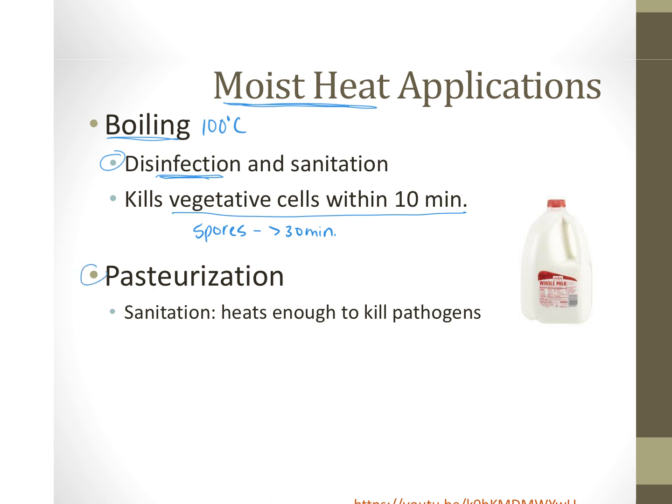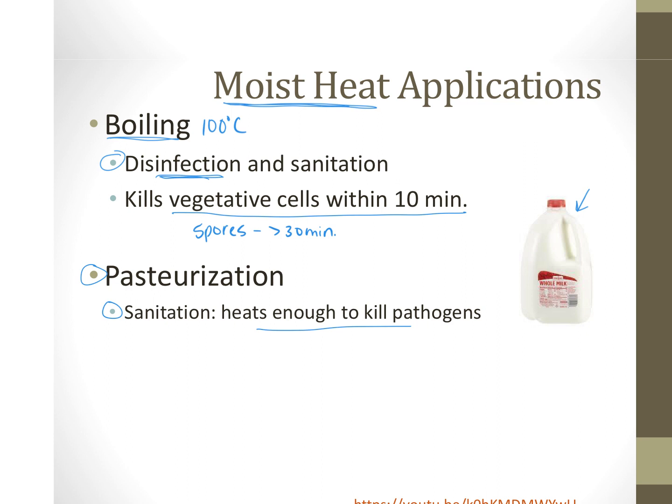Another very common application of using moist heat is pasteurization. Okay, so that's named for Louis Pasteur, who first heated up grape juice in order to kill the bacteria that were spoiling the wine. This is also a sanitation. We are not boiling, most commonly we pasteurize milk today. We're not boiling the milk usually. At least as it's done in the US, it's just heating up that milk just enough to kill pathogens, so killing disease-causing organisms. It might not kill thermophiles, but that's okay. We're not worried about them.